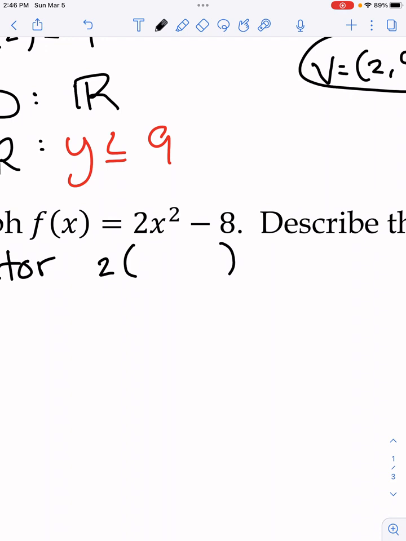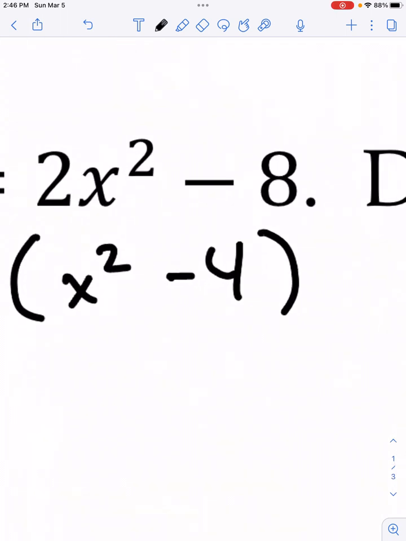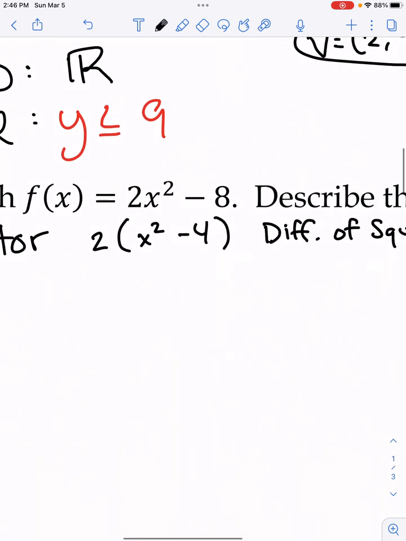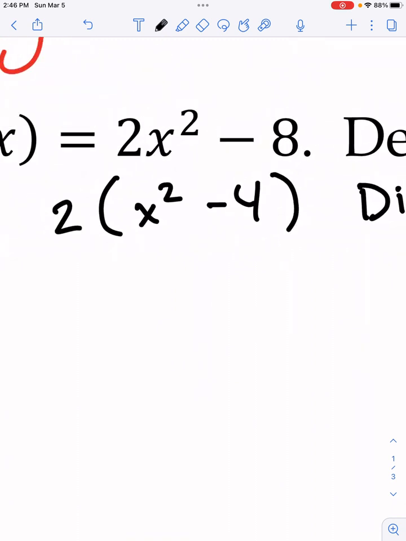If I factor out a 2, 2x squared becomes 2 times x squared. Factor out a 2 from -8, this is -4. And you remember these are two squares, so this is a difference of squares. This was on special products. Or if you look in your factoring, this can be factoring two terms. This is where we have x minus 2 and x plus 2.